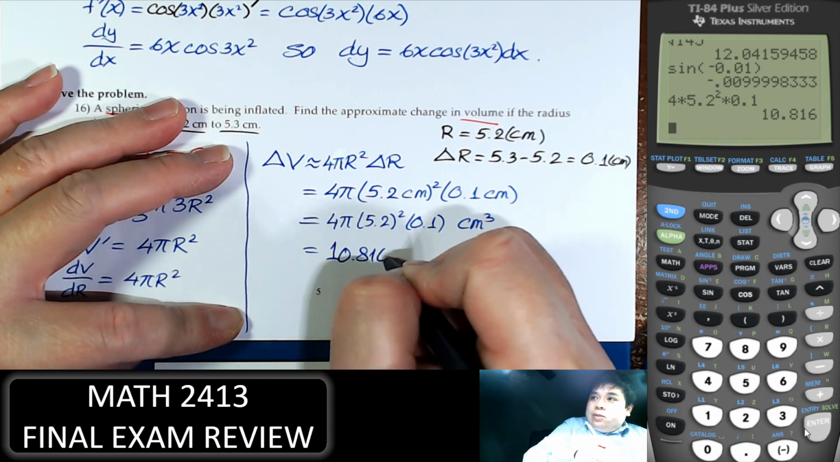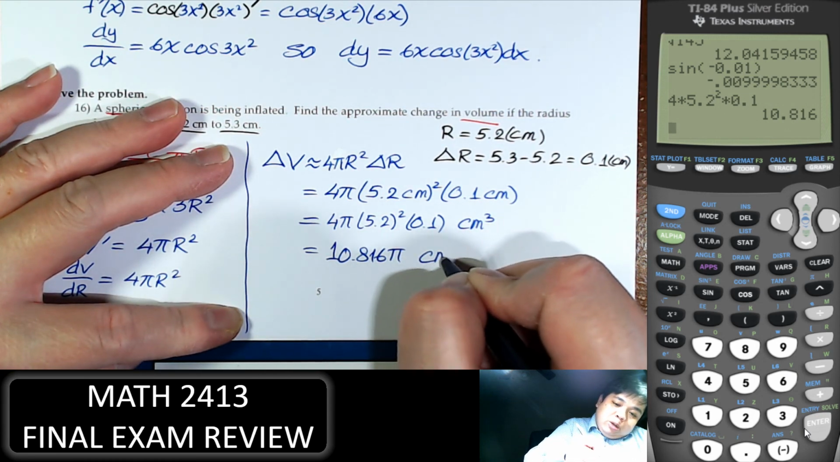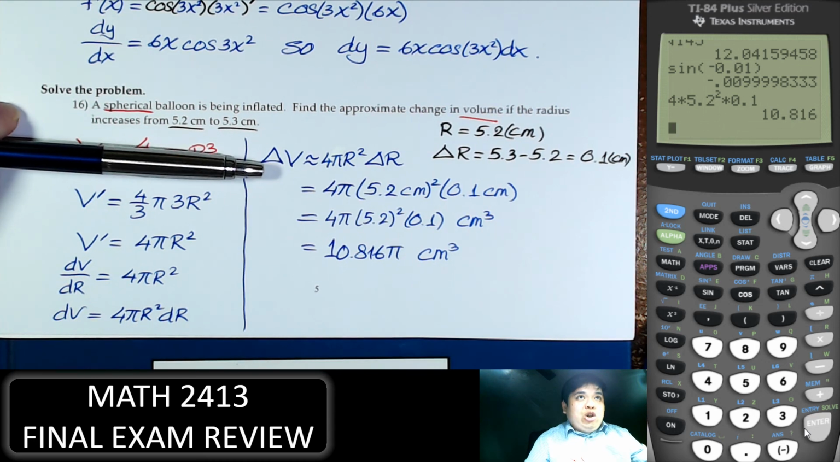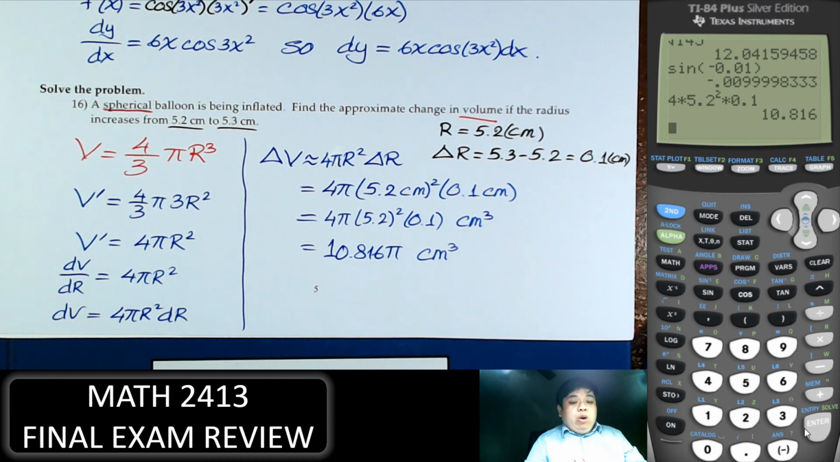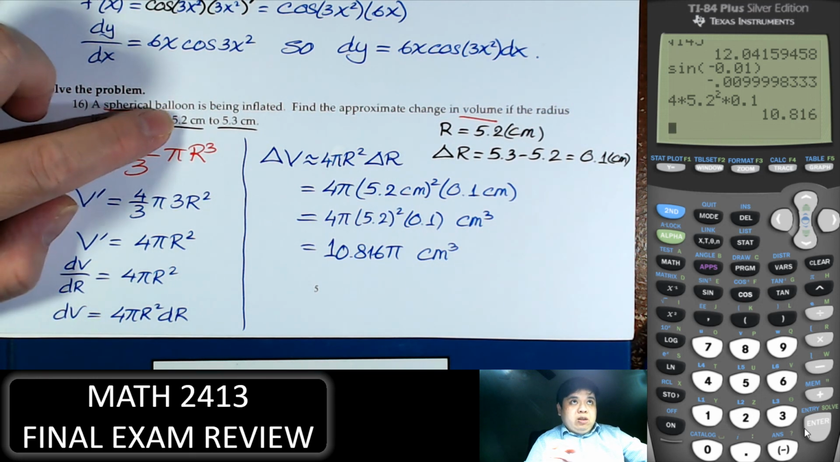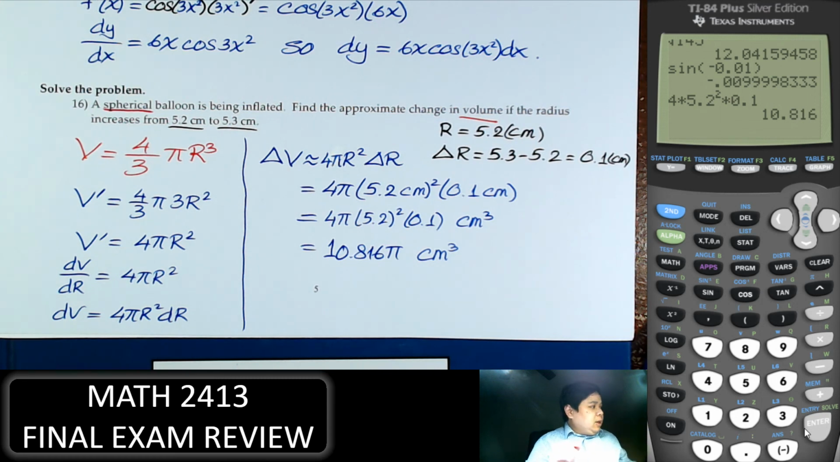10.816 pi centimeters cubed. And of course the unit should be centimeters cubed because that is the change in volume. So the volume will increase by 10.816 times pi centimeters cubed. Right, the change in volume, so the answer should have the same unit as volume, centimeters cubed.